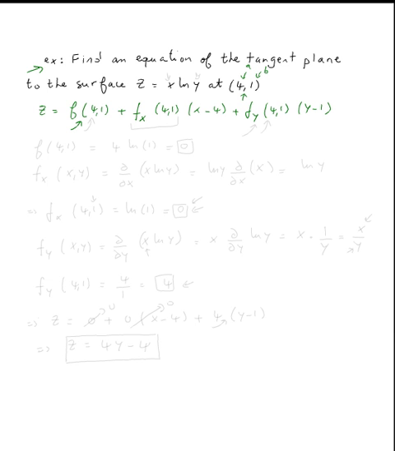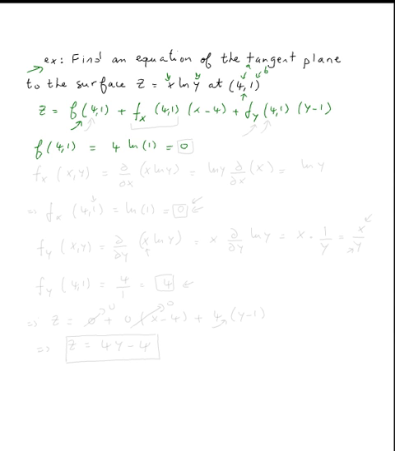We need to find f of 4, 1. So plug in 4 for x and plug in 1 for y. So this will be 4 ln of 1. So that would be just 4 times ln of 1, which is 0, so that would be 0.